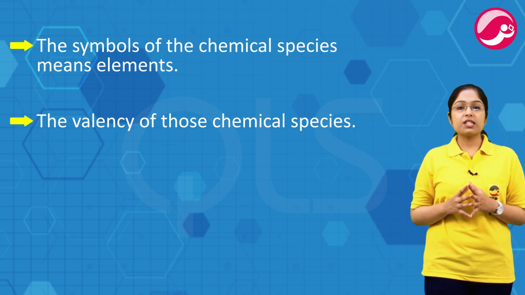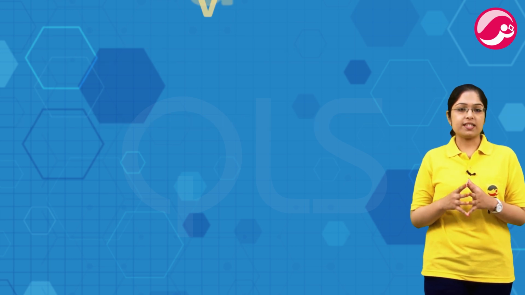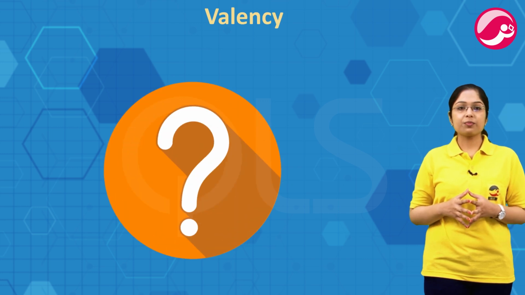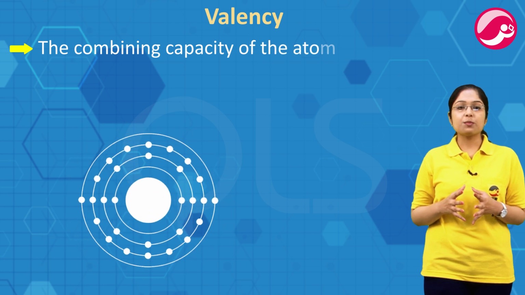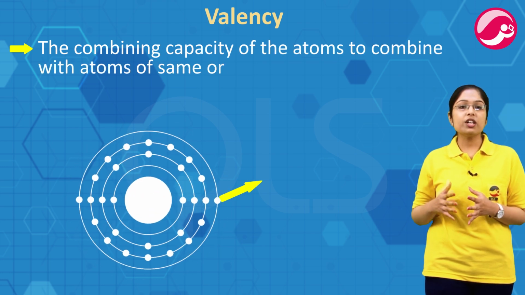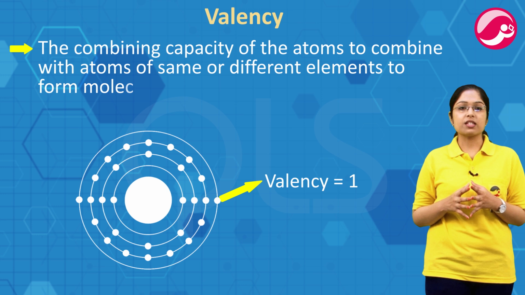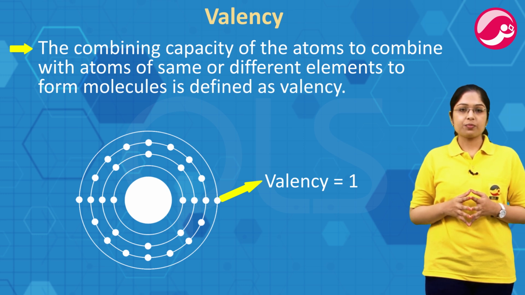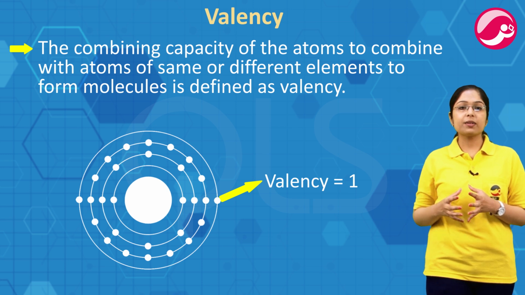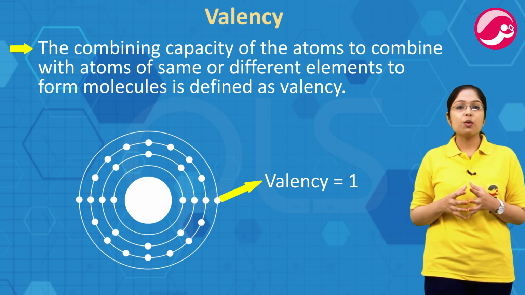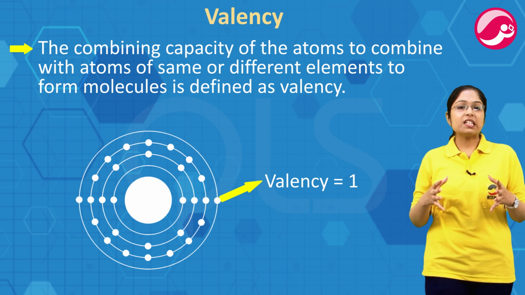Now, you know about the symbols. So, let's move on to valency. So, valency क्या है? What is valency? The combining capacity of the atoms to combine with atoms of same or different elements to form molecules is defined as valency. किसी भी एटम का किसी और एलिमेंट के एटम के साथ कंबाइन होने की जो कैपेसिटी होती है उसे वैलेंसी कहते हैं. We can understand it as hands to hold things.